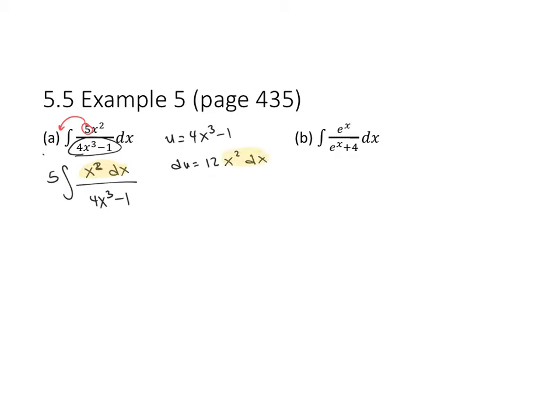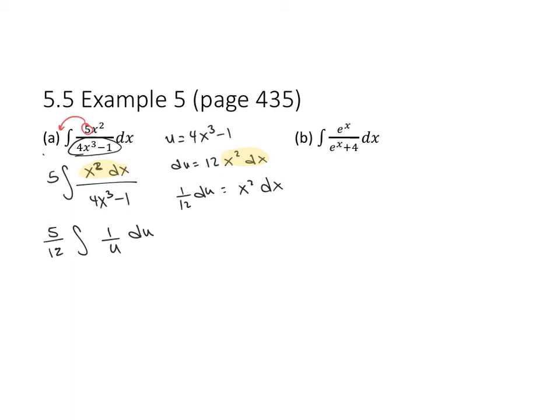but I need to take care of the 12. So let's move the 12 over. So it's 1/12 du is x squared dx. So now we'll multiply this by 1/12, so it'll become 5/12 on the outside of the integral, and then 1 over u du. Now 1 over u should look really familiar because it's an antiderivative that you know.